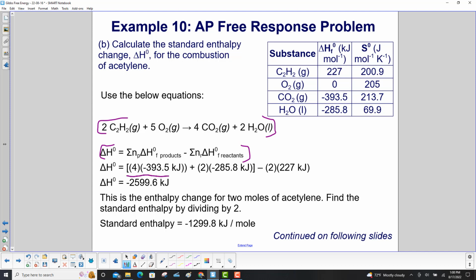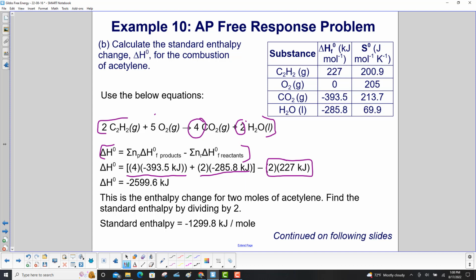Here are the products. Where did the 4 come from? Here. That's carbon dioxide. This one here is going to be water. Our reactants, we put down the acetylene right here with the 2 times 227, and there's nothing for oxygen because it's a pure element. So we get minus 2599.6 kilojoules.